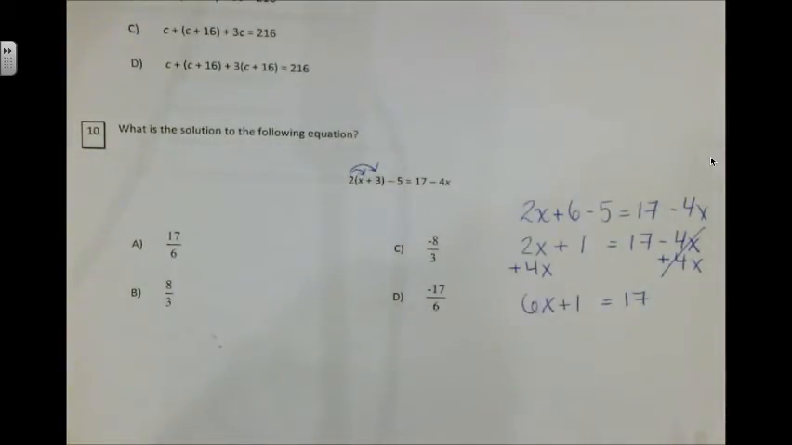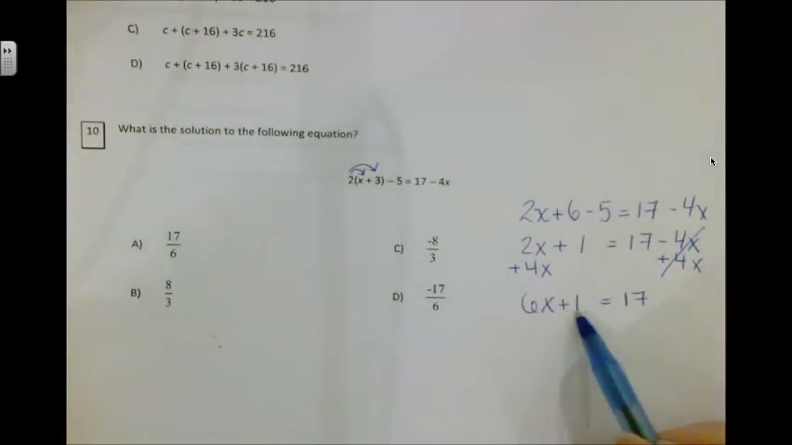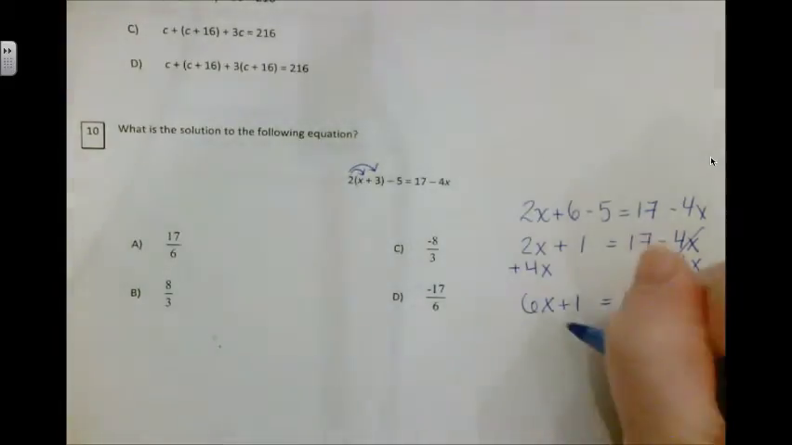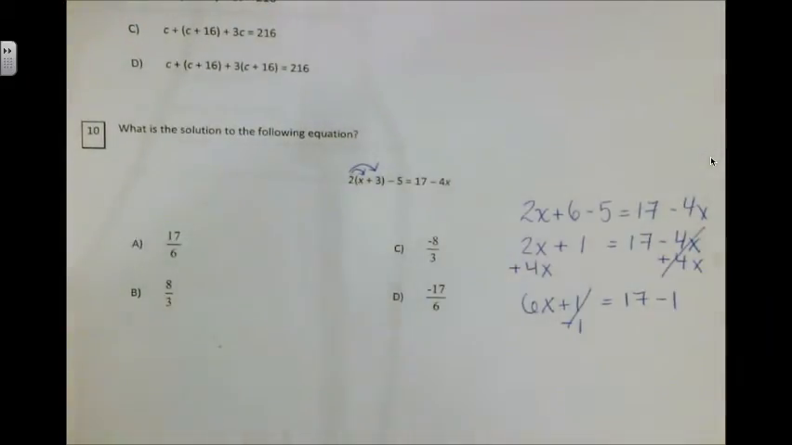So now that I have 6x plus 1, I want to bring the number that's like this constant here to the other side with the 17. So I'm going to subtract 1. 17 minus 1. So 6x is equal to 17 minus 1, which is 16. The last thing really to get x by itself would be to divide by 6.